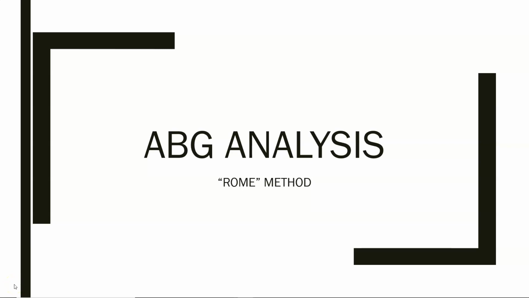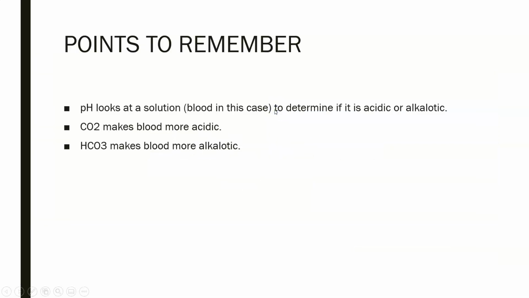Hi everybody. This is just going to be a quick little overview of ABG analysis using the ROME method. Points you have to remember: your pH is going to look at a solution, in this case blood, to determine if it's acidic or alkalotic or basic. CO2 makes the blood more acidic. Bicarb makes the blood more alkalotic or basic.